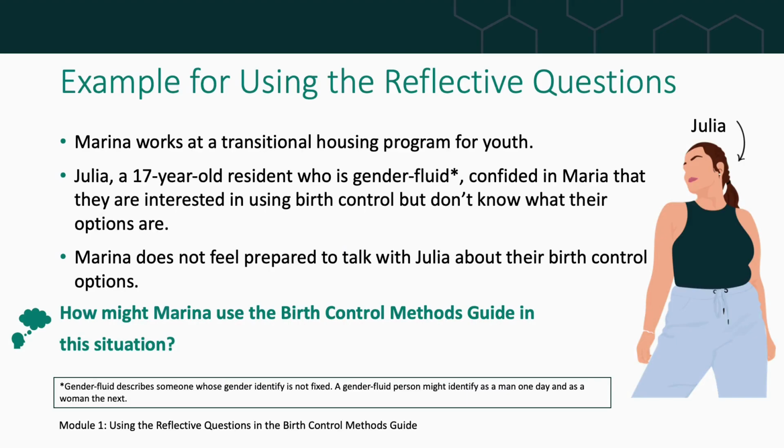Marina works at a transitional housing program for youth. Julia is a 17-year-old resident in the program who is gender fluid. Julia recently confided in Marina that they are interested in using birth control but don't know what their options are. Marina doesn't feel prepared to talk with Julia about their birth control options. How might Marina use the birth control methods guide in this situation?